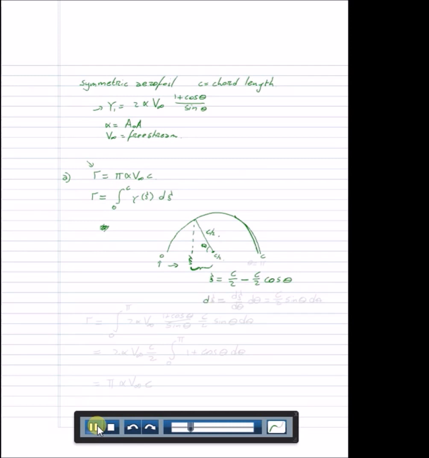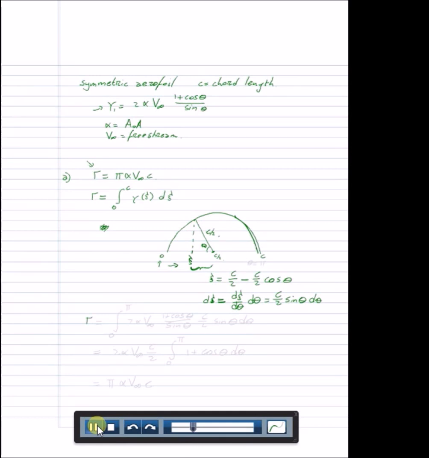So we can evaluate what d psi is. It's d psi d theta times d theta. So we need to take the derivative with respect to theta of the cosine, but there is already a minus sign, so this is going to end up as C over 2 sine theta d theta. There we go, so we've got an expression for d psi. Now we can evaluate what our gamma is.